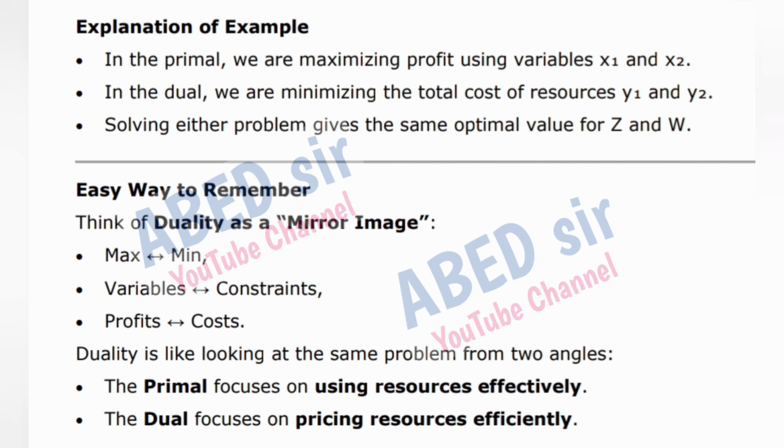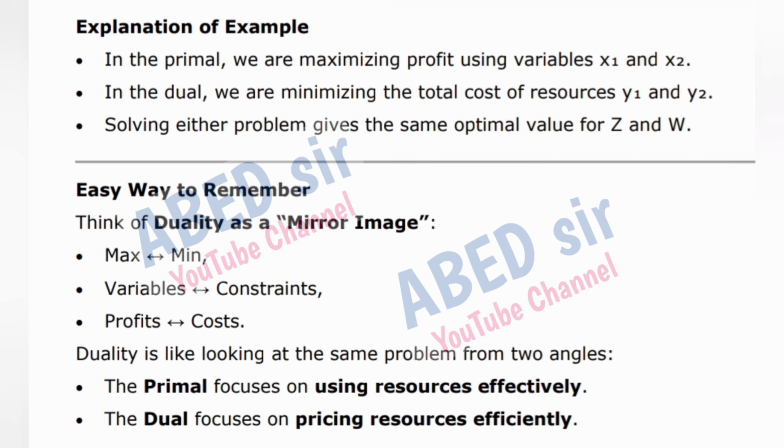Explanation of example. In the primal, we are maximizing profit using variables x1 and x2. In the dual, we are minimizing the total cost of resources y1 and y2. Solving either problem gives the same optimal value for z and w.